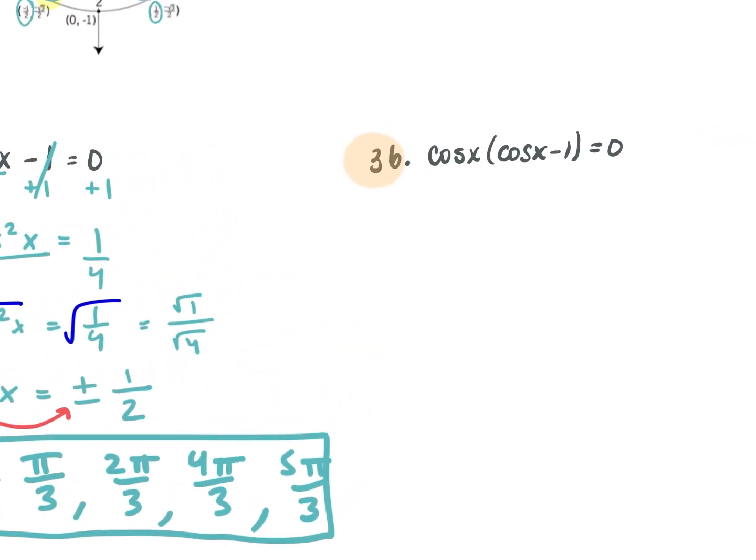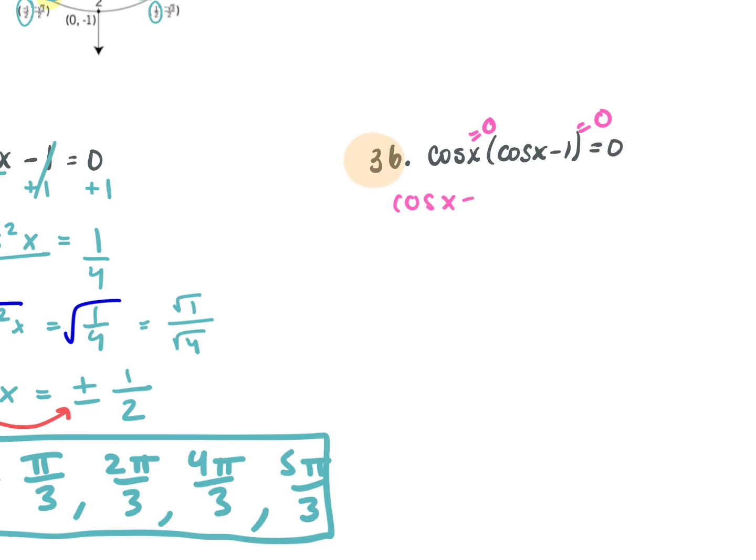36. We have cosine of x times cosine of x minus 1 equals 0. So here, it's actually factored for us. Sometimes we might have to factor, where you have a squared term and a not squared term, can't combine them together, so you'd have to factor. Sometimes you can factor by taking out the GCF. But this one is already factored for us, so we can just set them both equal to 0.